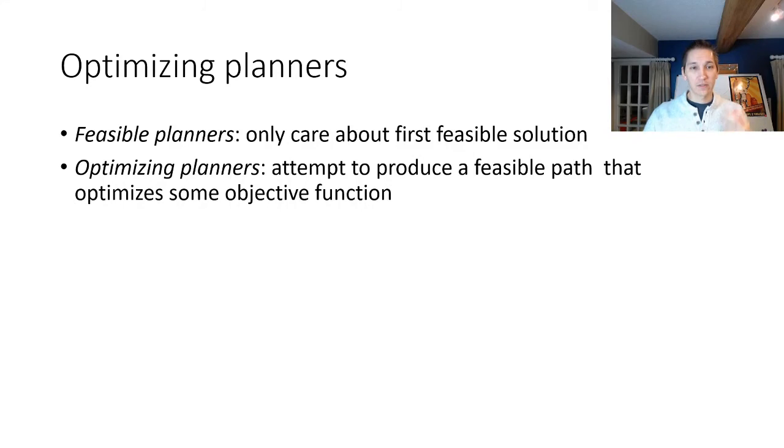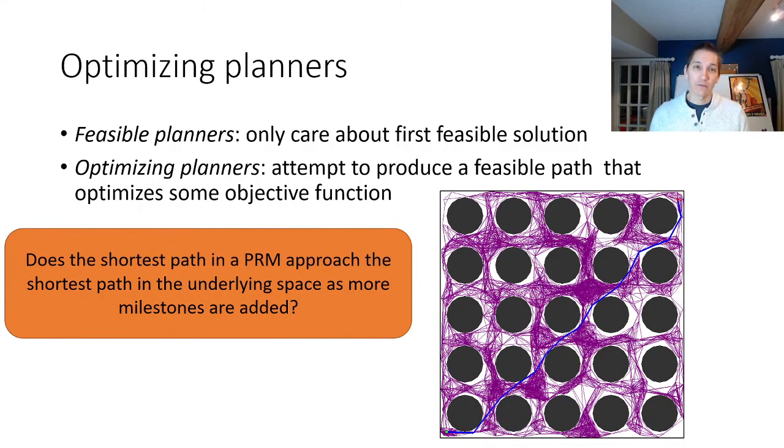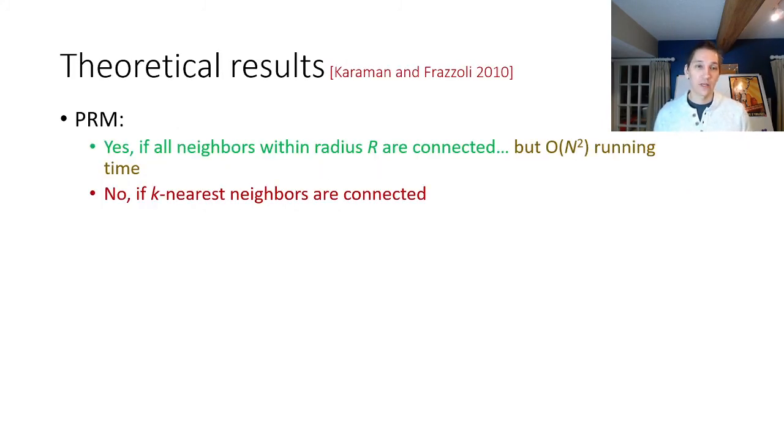So we oftentimes have to define some sort of objective function. Oftentimes this is just path length, but the objective function can in general be something more complex. But one question we'll try to answer is if the shortest path in a PRM approaches the true shortest path in the underlying continuous space as we add more milestones. And there's been some theoretical analysis of this question. In a PRM, if you connect all neighbors within some fixed radius to each other during your connection step, then the answer is actually yes. The shortest path in the PRM does, in fact, approach the true shortest path as we add more milestones.